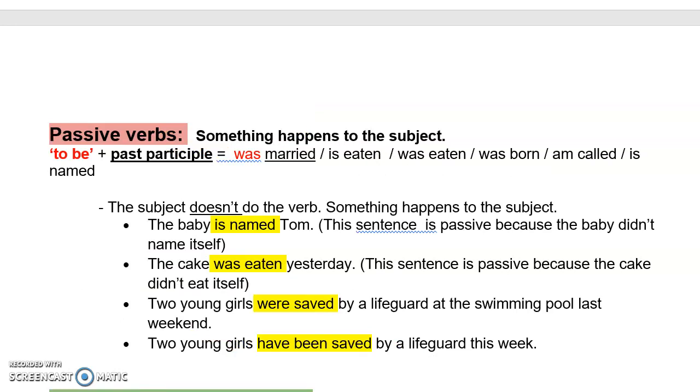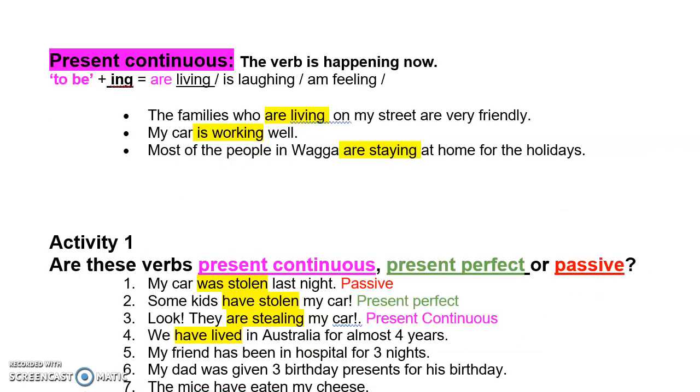But let's look back at the passive verb. The passive verb also has a to be verb at the start, but instead of an ing verb, it has the past participle. So that's the difference. When you see a verb that is to be, and then after it is the past participle, we know it's going to be a passive verb. But if you see a verb that starts with to be and ends with an ing verb, we know it's the present continuous.